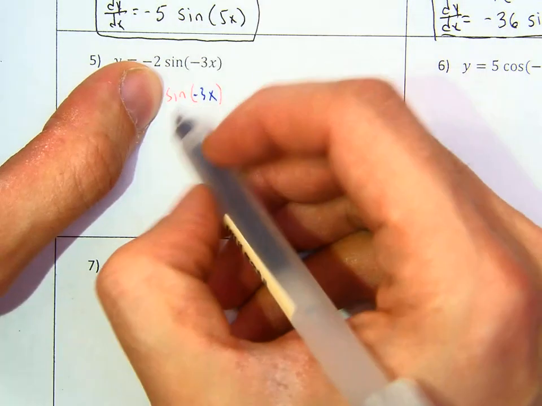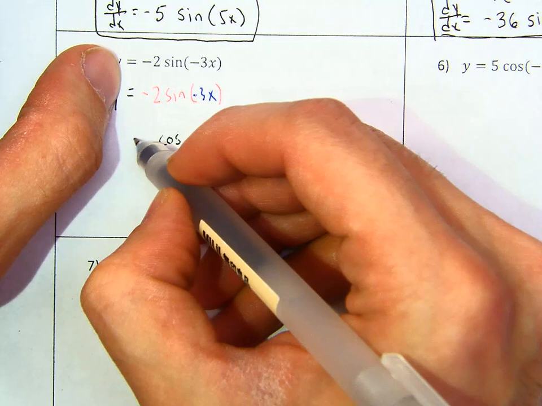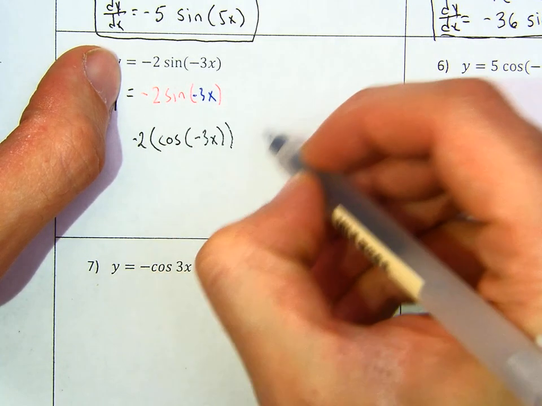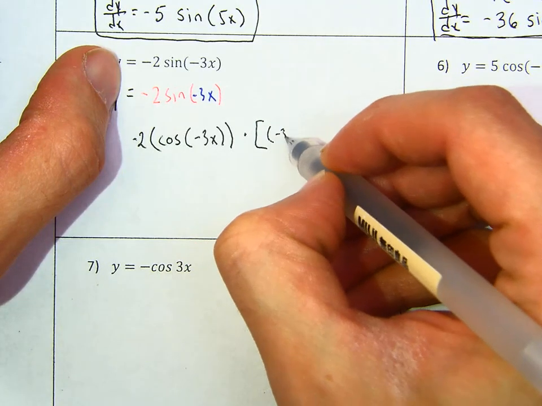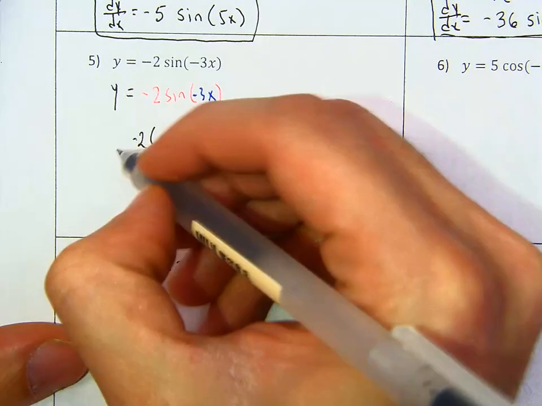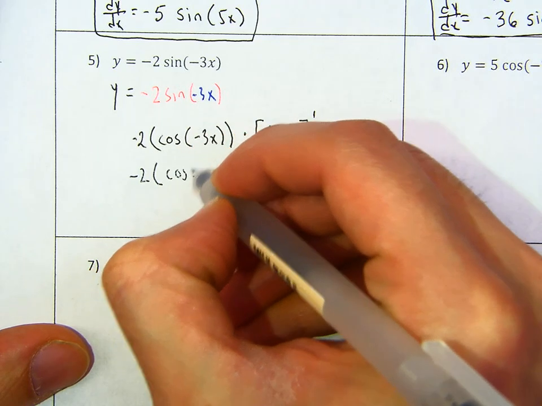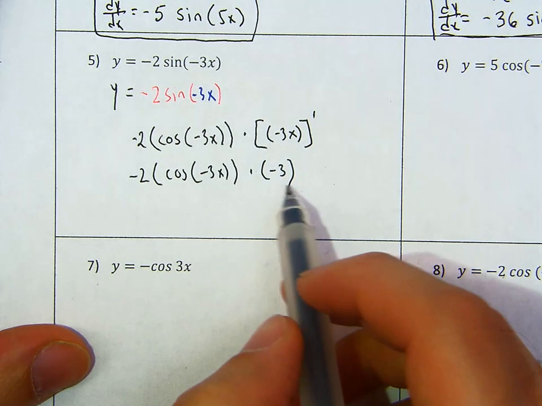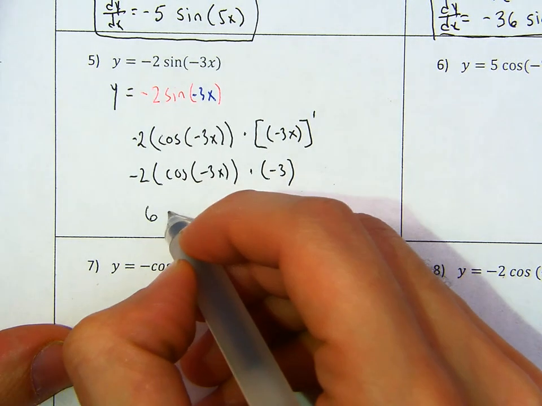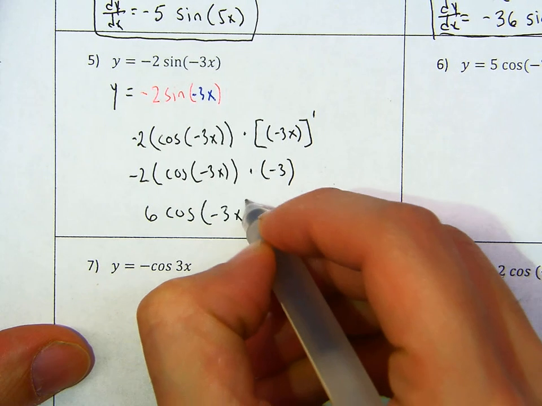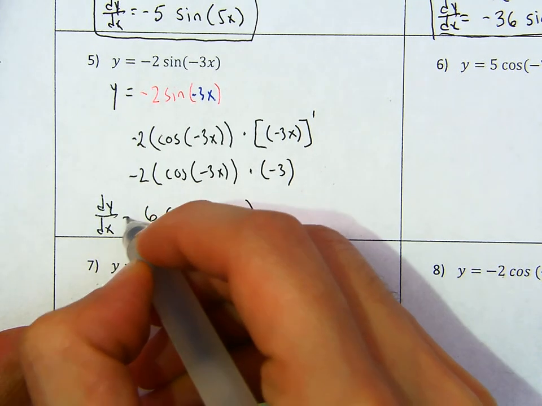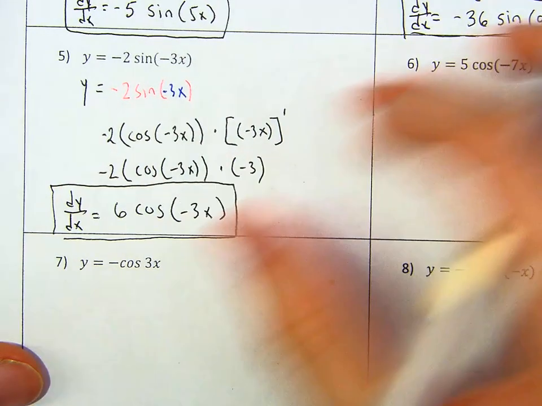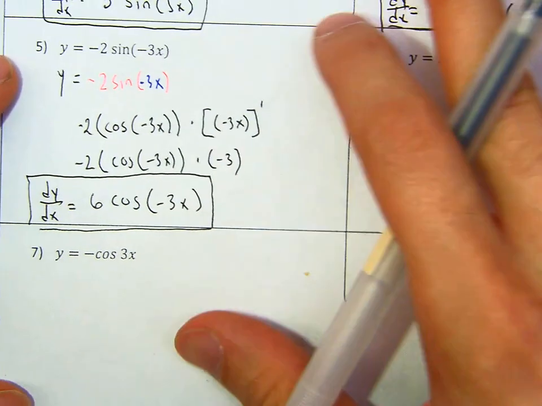What's the derivative of sine? It's cosine, but we have this negative 2, right? So negative 2 times cosine of negative 3x times the derivative of negative 3x. Okay, so this is negative 2 times cosine of negative 3x times negative 3. And then here, negative 3 times negative 2 is 6 cosine of negative 3x. And that is dy/dx. Okay. If you feel like I'm going very fast in the video, remember, pause the video, take your time, and try to see every single move that's happening, right?